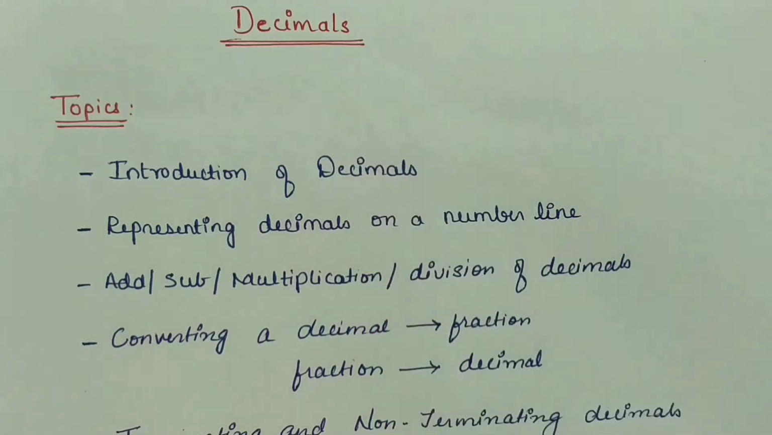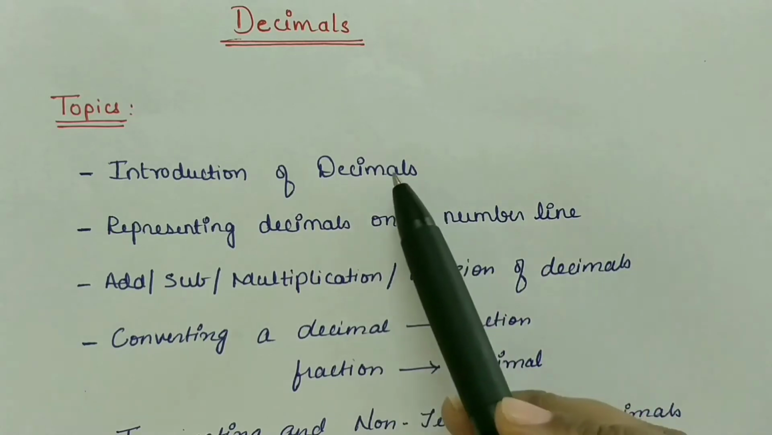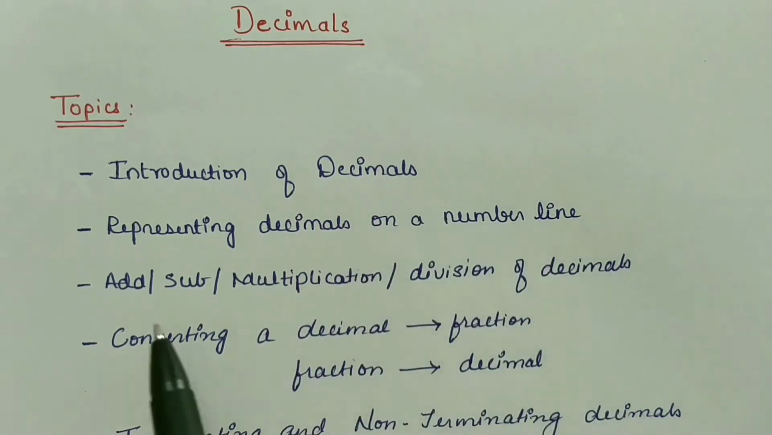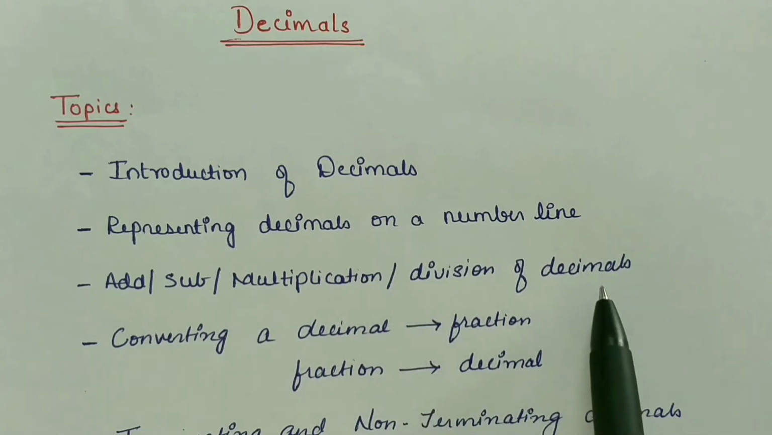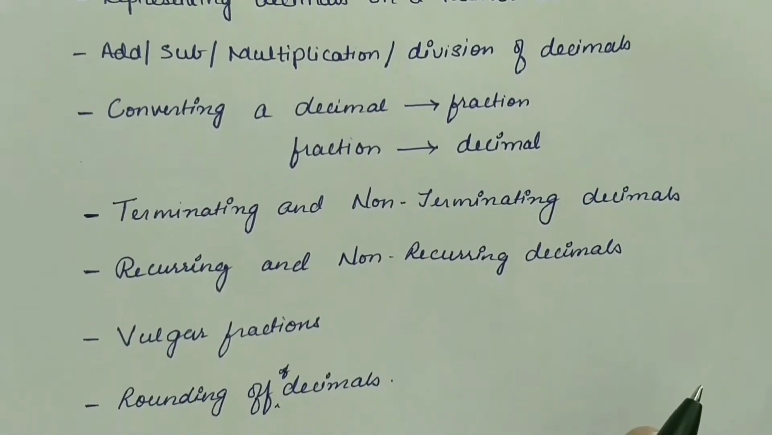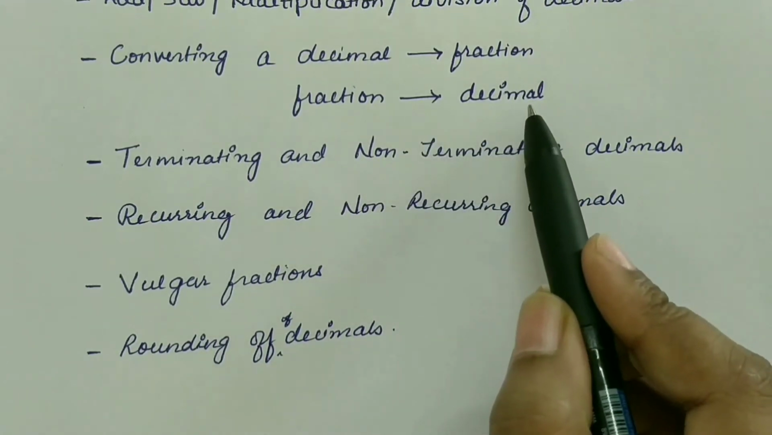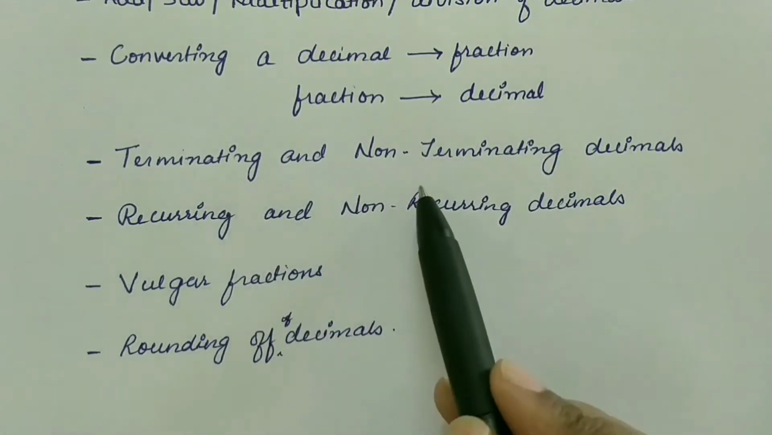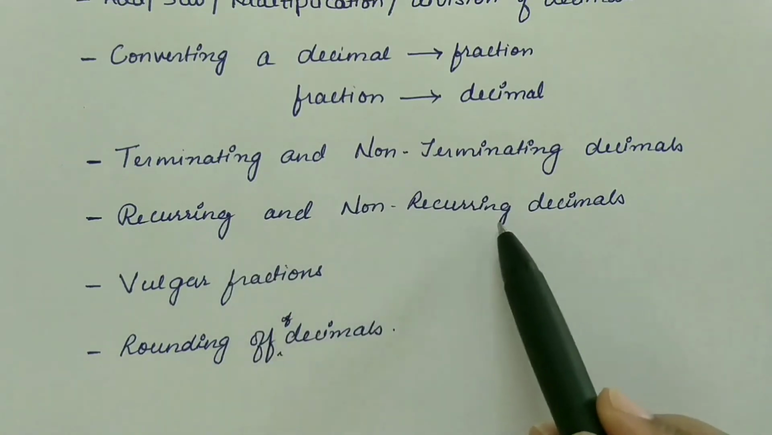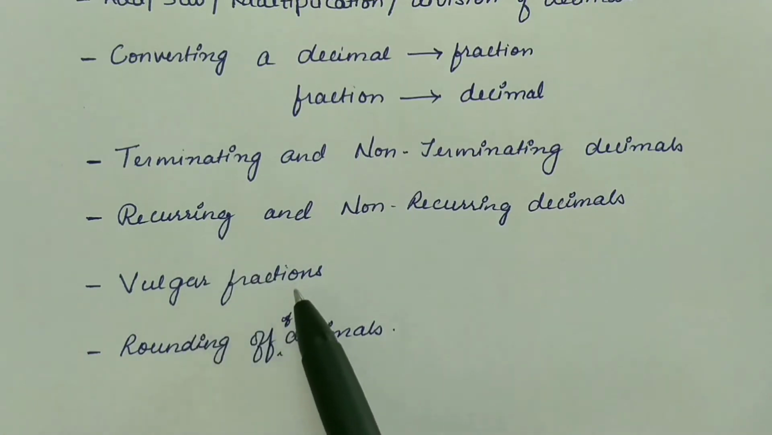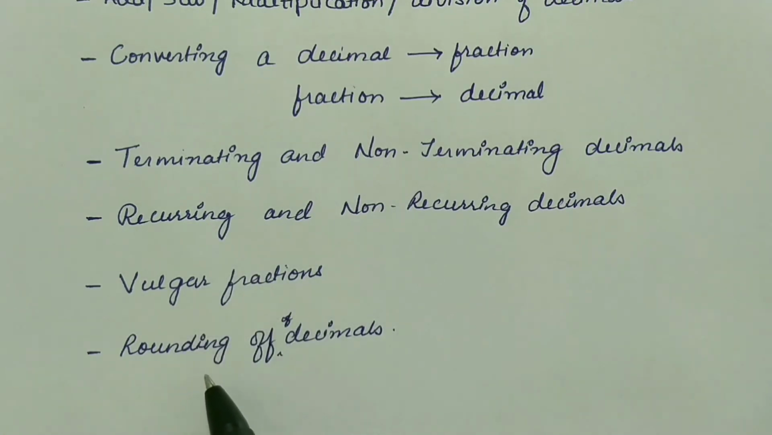Decimals. In this class, we will learn about decimals, how to represent a decimal on a number line, different operations with decimals, and how to convert a decimal into a fraction and a fraction into a decimal, and about terminating, non-terminating, recurring and non-recurring decimals, and how to convert a recurring decimal into a fraction called vulgar fraction, and how to round off a decimal.